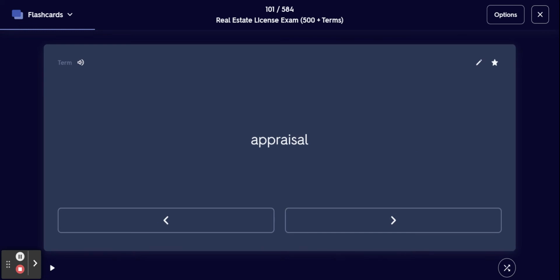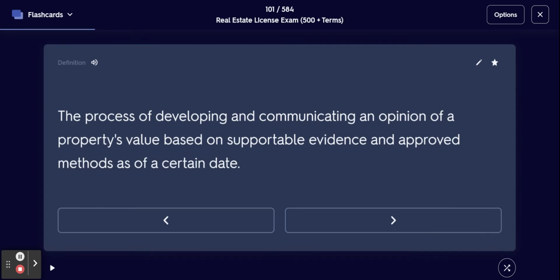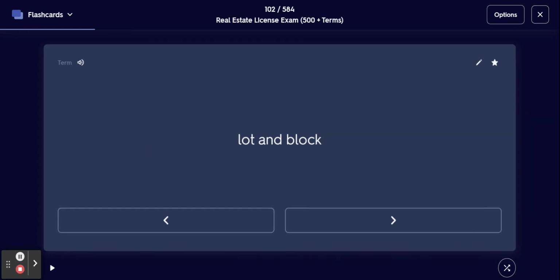Appraisal. The process of developing and communicating an opinion of a property's value based on supportable evidence and approved methods as of a certain date. Lot and block. A type of legal description of land.